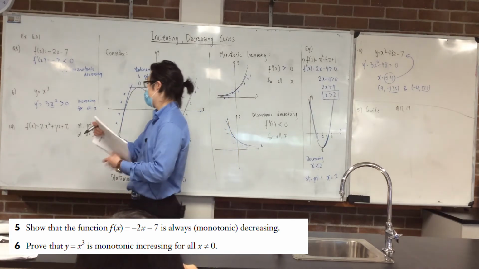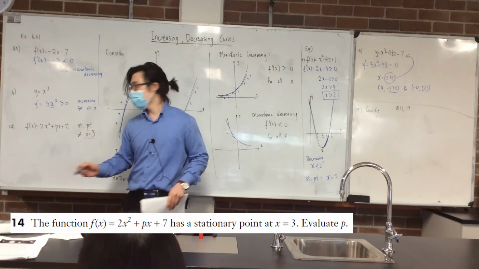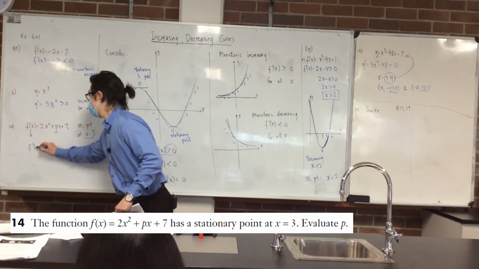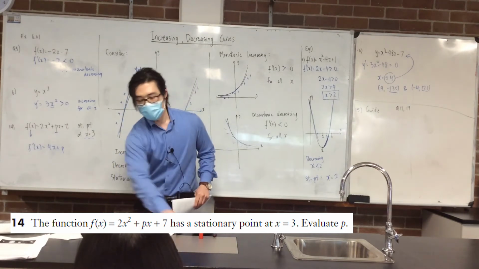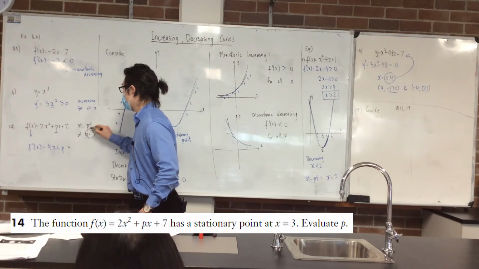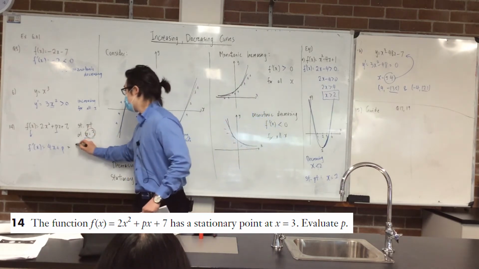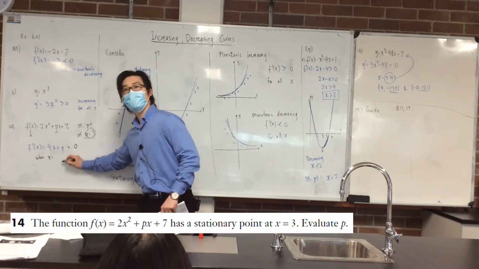Question 14. Girls, the question is, there is a stationary point at 3. Find the value of P. So once again, differentiate it. Okay? Now, what does this equal to when x equals 3? What does all of that equal to if it's a stationary point? 0. So this is equal to 0 when x is equal to 3.